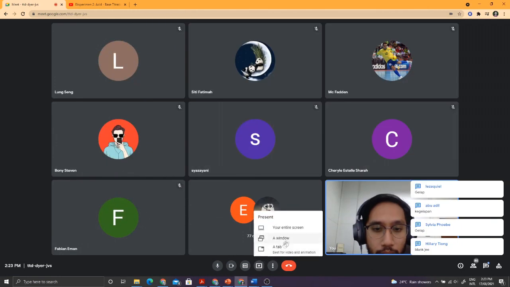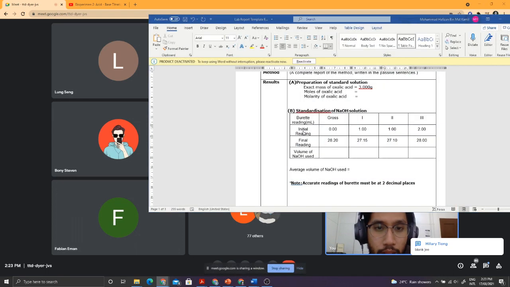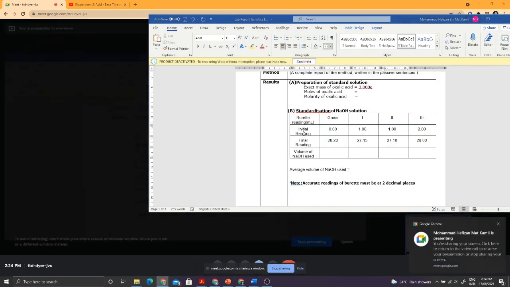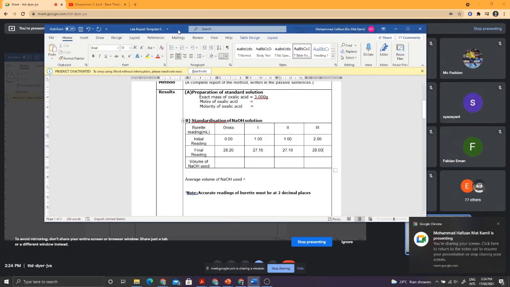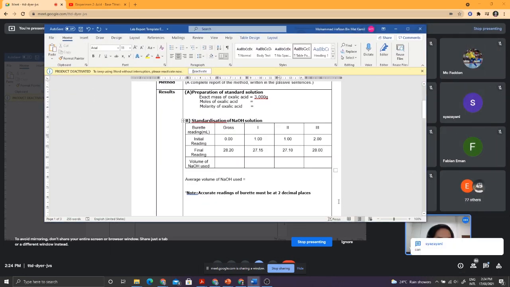Alright, let me show. How about now? Can you see it? Okay, good. If we start with 0, our volume needs no subtraction. But if we start with 1, we read from top to bottom, so our volume should be the final reading minus the initial reading. For the average volume, we don't include the gross, we only calculate for 1, 2 and 3. Average is calculated as usual.